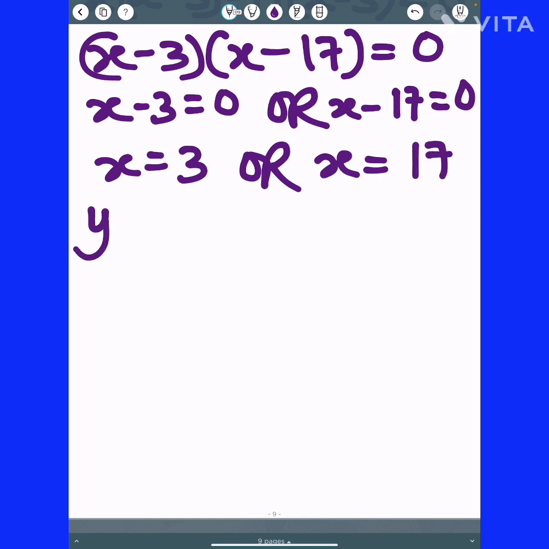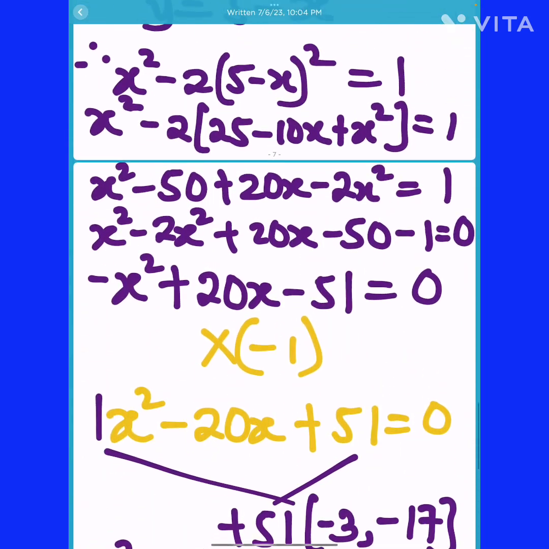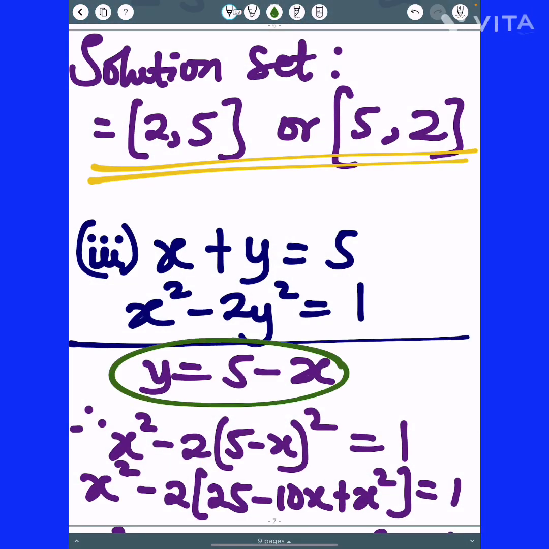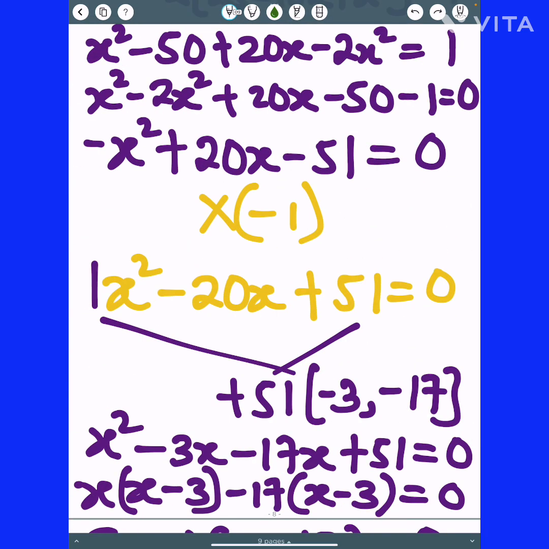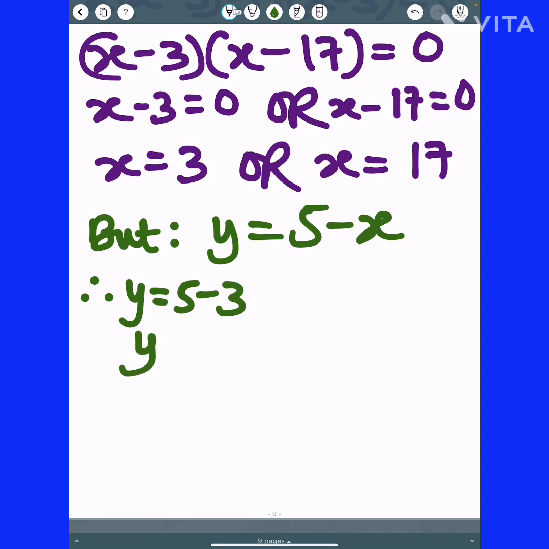Now remember that your y, from our substitution, is equal to what? Up here, our y was 5 minus x. So I'll come back down here. But y is 5 minus x. Therefore, when x is 3, y is 5 minus 3. y is what? 2. So that's one solution set. You understand? x is 3, y is 2.